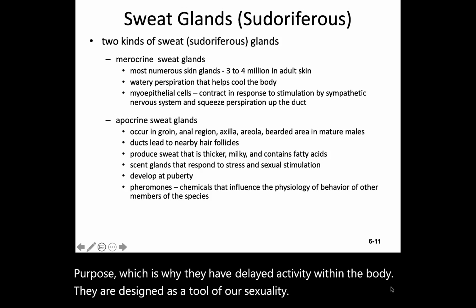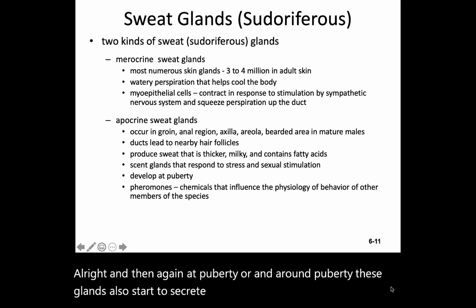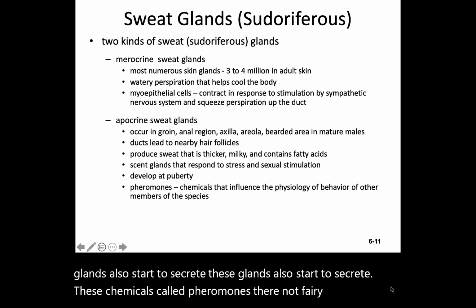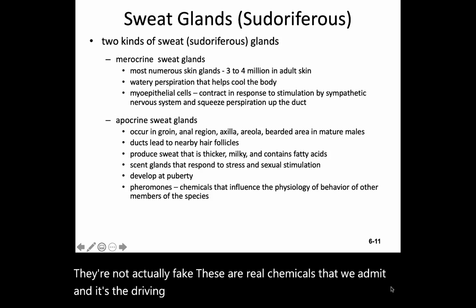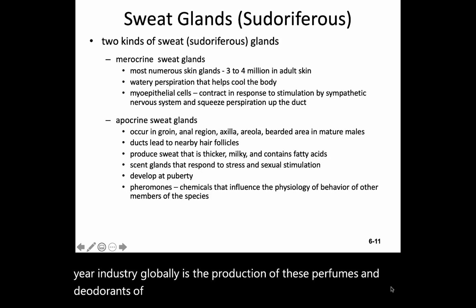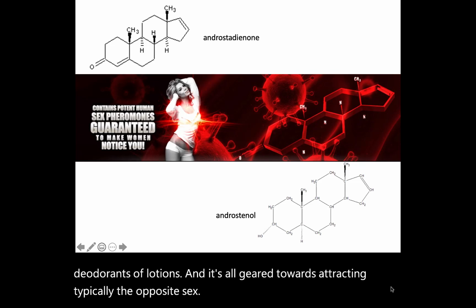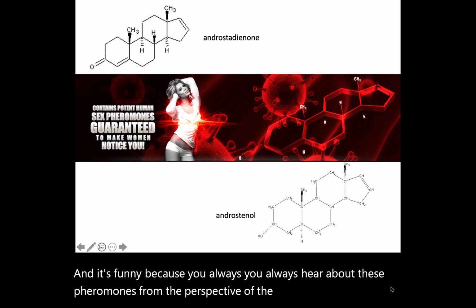All right. And again, at puberty or in and around puberty, these glands also start to secrete these chemicals called pheromones. They're not fairy tale. They're not actually fake. These are real chemicals that we emit, and it's the driving force of the perfume industry, a multi-billion-dollar-a-year industry globally. It is the production of these perfumes, of deodorants, of lotions, and it's all geared towards attracting typically the opposite sex. And it's funny because you always hear about these pheromones from the perspective of the male. Right now, androstadienone, I can never say that.